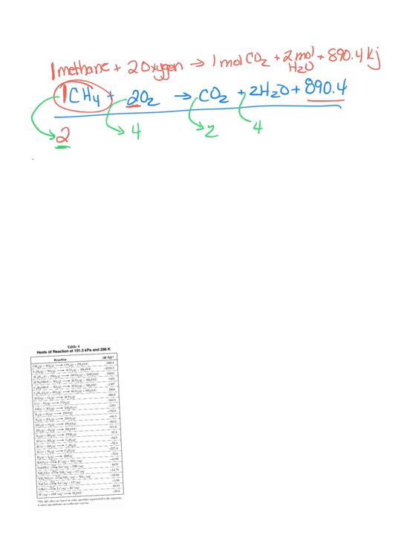And that 2 becomes a 4, and this 890 is going to become 1,780.8 kilojoules because we doubled everything, okay? They could ask you how much heat is being released, and we know it's released because it's exothermic. The heat is on the product side over here.